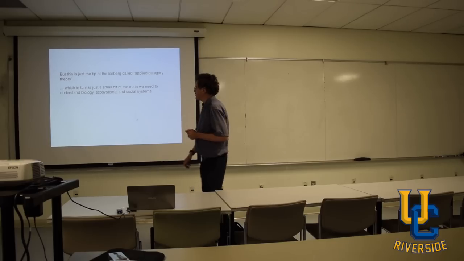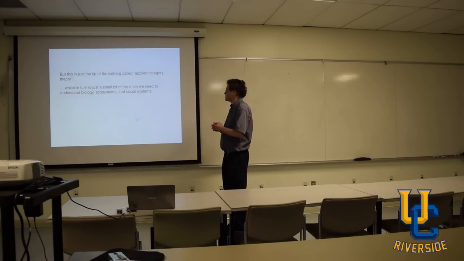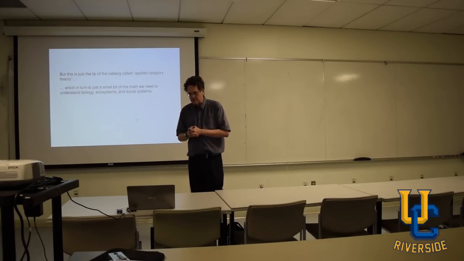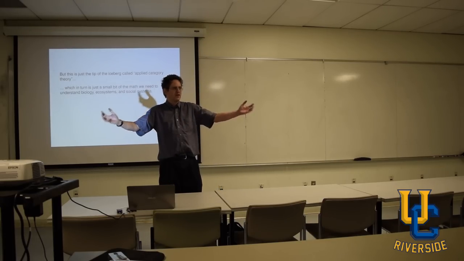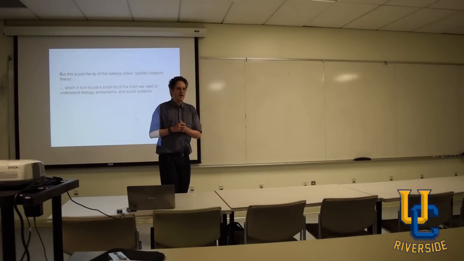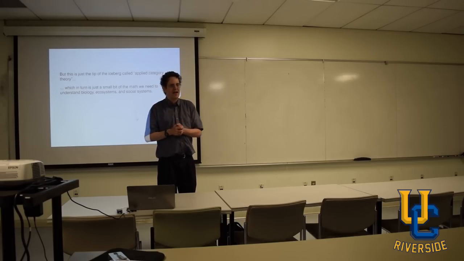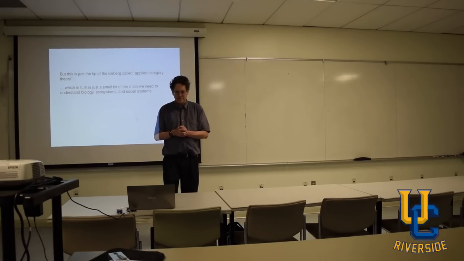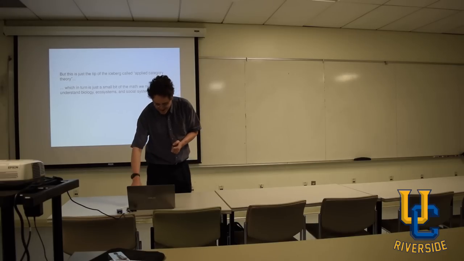But applied category theory is just one tiny bit of the different kinds of math we need to understand such things as biology, ecosystems, and social systems. I'm not trying to say that category theory is the solution to the world's problems. So the issue is more like, I'm trapped in being a category theorist. That's what I'm good at. Okay, now what can I do? Well, I can do applied category theory.